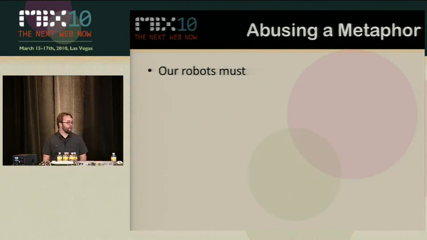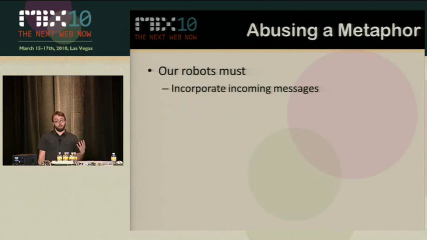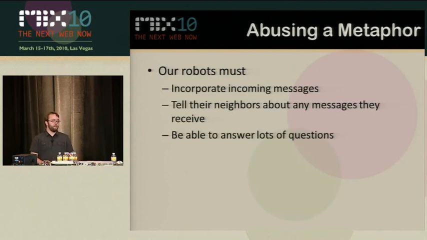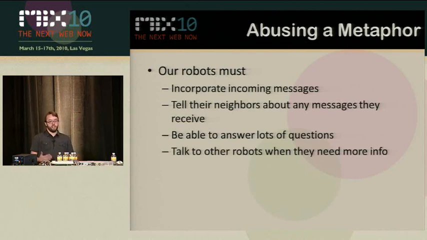So to keep abusing this metaphor, look at the various tasks our robots have to do. Of course, they've got to be able to incorporate incoming messages that are coming from all over the site and many different sources. They need to be able to tell their neighbors about these messages because in our system, it's fairly heavily replicated so that any server being queried has the most up-to-date information. These messages have to be distributed very quickly. And of course, they have to be able to answer lots of questions about the data that they've incorporated into their own store, and also talk to other machines that have data if they need secondary information. And Akash will talk more about that because that features heavily into our implementation of the stream.